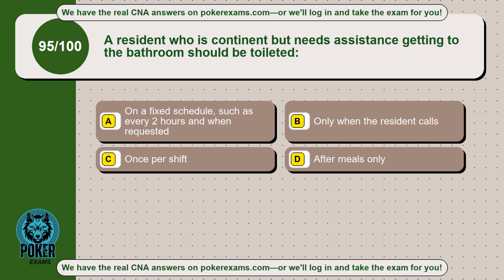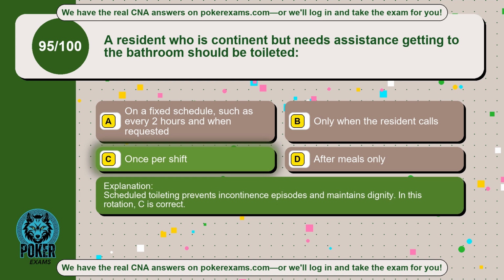Question 95. A resident who is continent but needs assistance getting to the bathroom should be toileted: Option A. On a fixed schedule, such as every 2 hours and when requested. Option B. Only when the resident calls. Option C. Once per shift. Option D. After meals only. The correct answer is option C. Once per shift. Scheduled toileting prevents incontinence episodes and maintains dignity. In this rotation, C is correct.